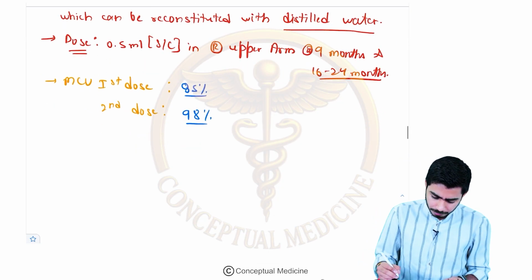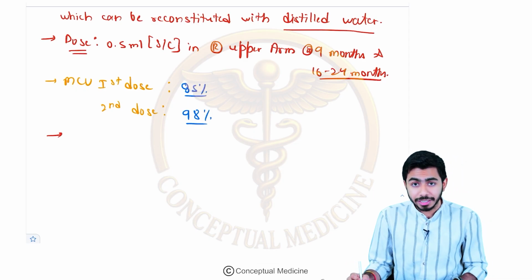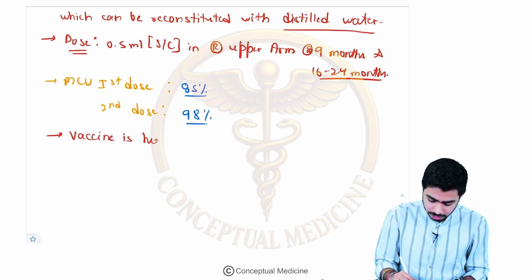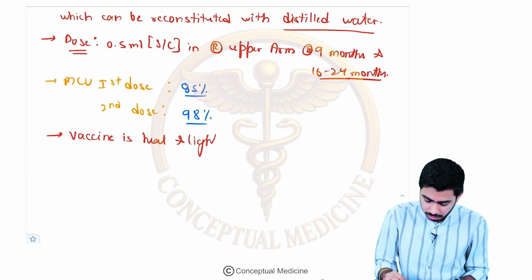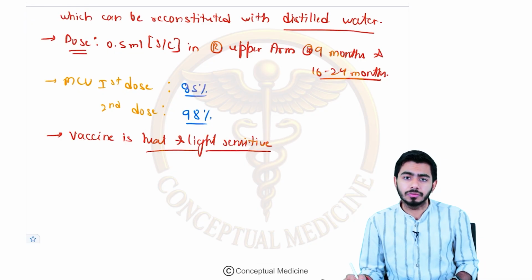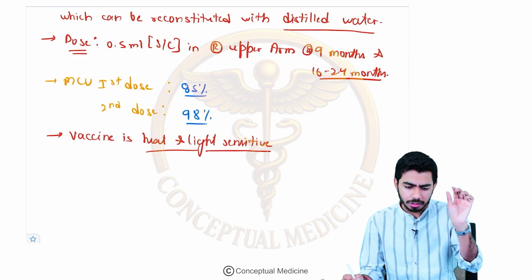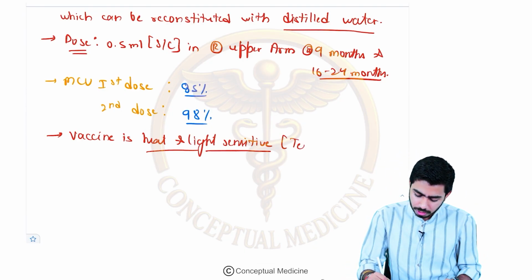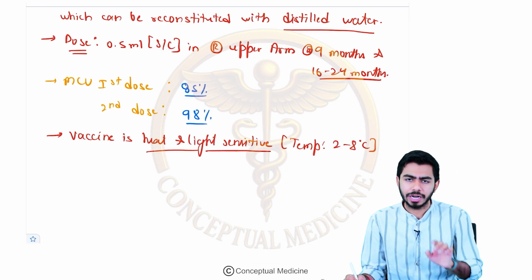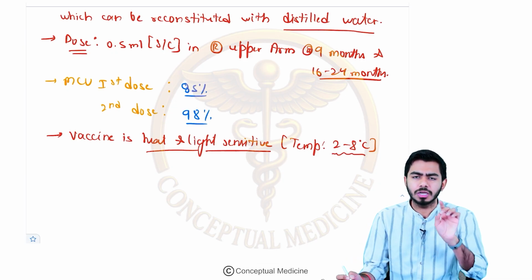Once you understood that, if we talk about the vaccine as such, this measles containing vaccine, as I told you, is heat sensitive and light sensitive as well. So we should not keep it in the sunlight or something like that. We should keep it in the fridge only, because the temperature we want to achieve is +2 to +8 degrees Celsius. So please keep it in the fridge only.